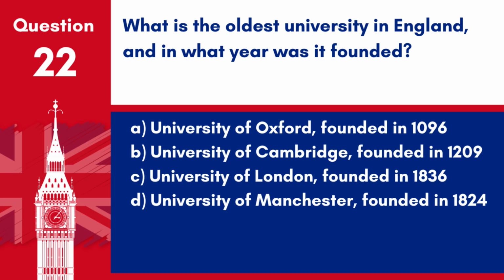Question 22. What is the oldest university in England, and in what year was it founded? A. University of Oxford, founded in 1096. B. University of Cambridge, founded in 1209. C. University of London, founded in 1836. D. University of Manchester, founded in 1824. Answer A. University of Oxford, founded in 1096. The University of Oxford is the oldest university in England, with evidence of teaching as far back as 1096.